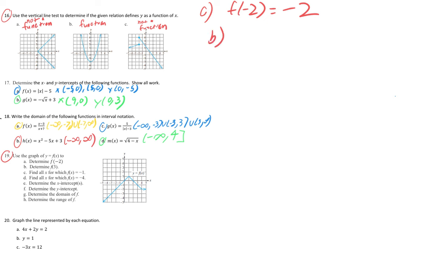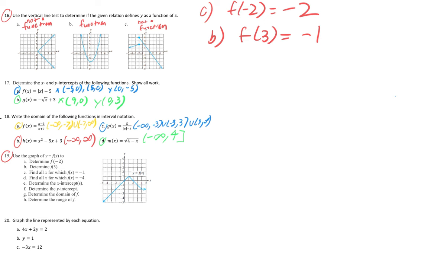Now let's look at b. It wants to know what f of 3 is. F of 3. So if we go back here, 1, 2, x is equal to 3. F of x is equal to -1. -1.